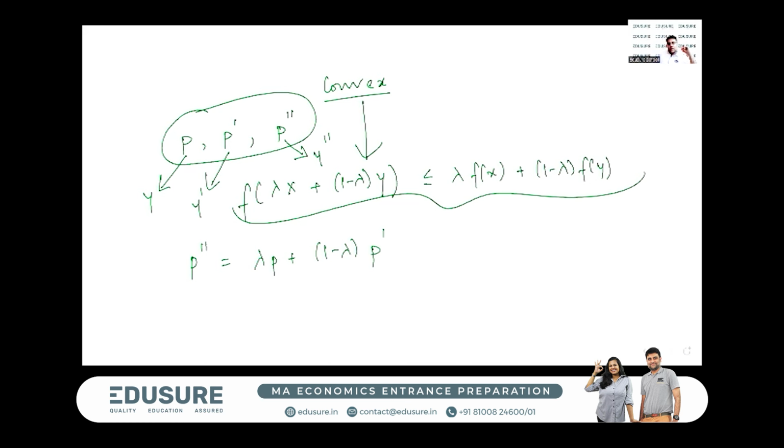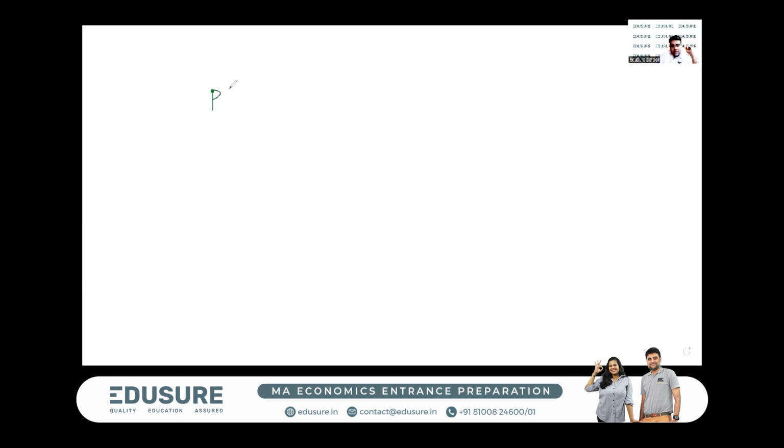Okay. Now, profit maximizing at P double dash is basically equal to this. Right? This would be the profit maximizing condition. Now, P double dash I already know. P double dash is what? Now, I know that for price P, profit maximizing output is Y.